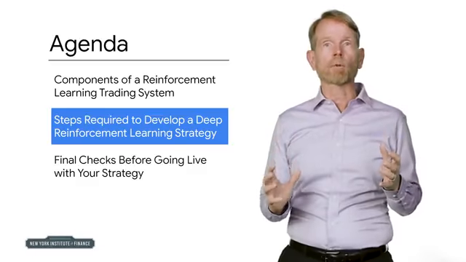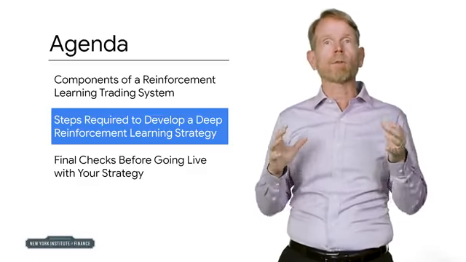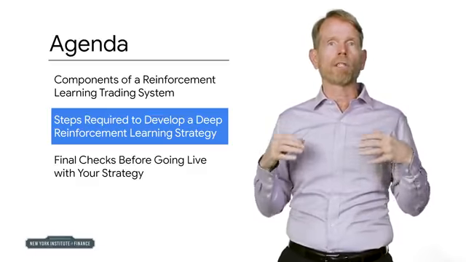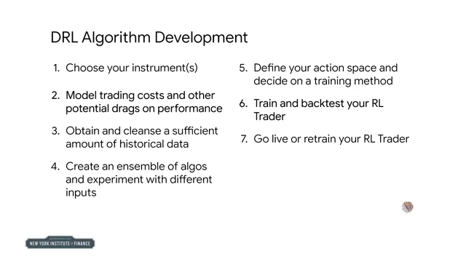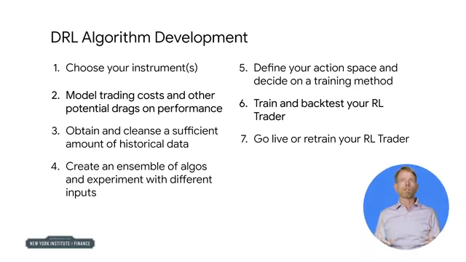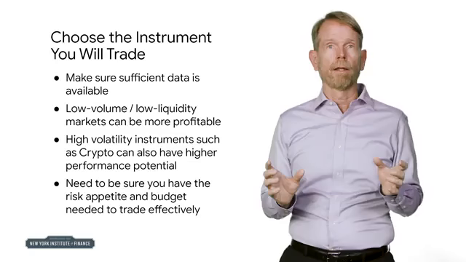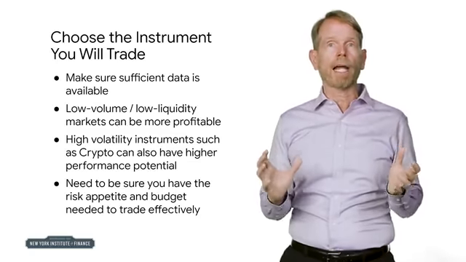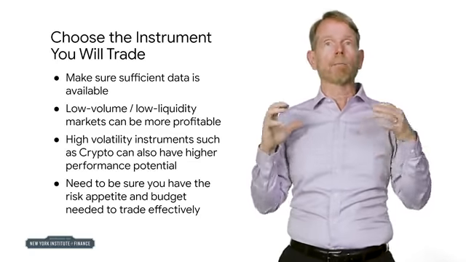Next, we will look at the steps required to develop a successful, deep reinforcement learning trading strategy. You should already be familiar with some of the steps listed here. Mainly, you need to be aware of the additional steps and modifications that RL requires to create an autonomous or nearly autonomous trading algorithm. First, the more data you have for a security you're trading, the better.